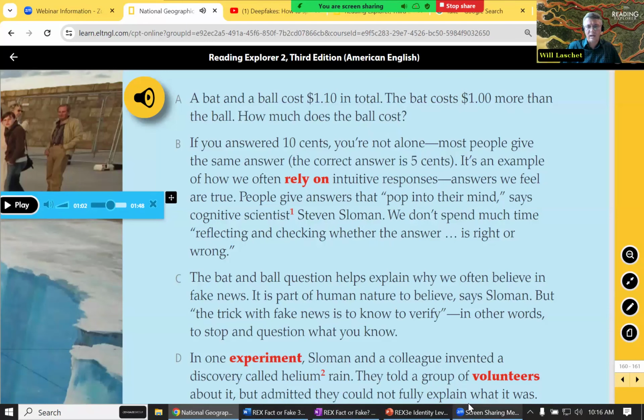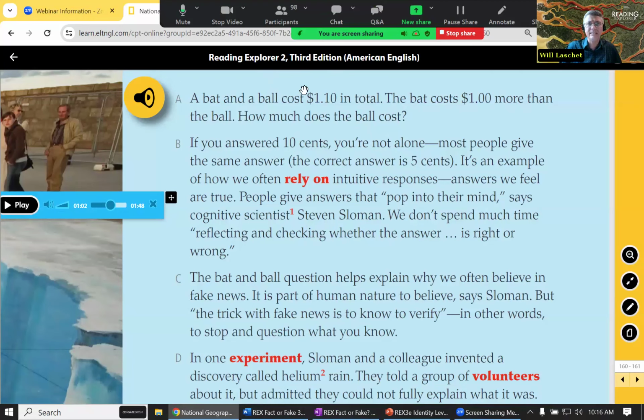Fantastic. Right. So let's just digest that information for a moment. So most of you told me that the ball would cost 10 cents. What was the correct answer?